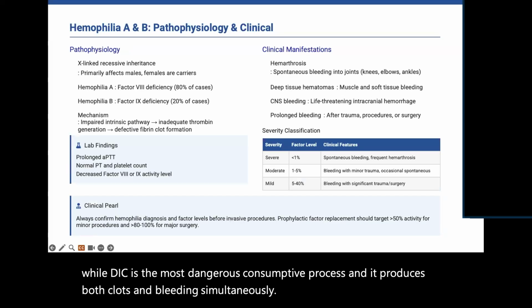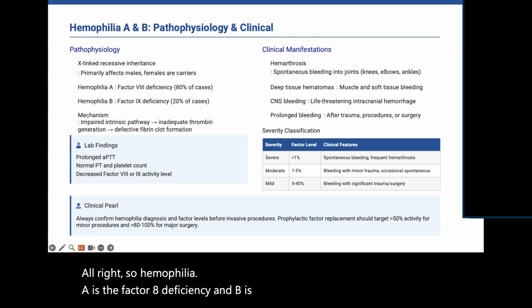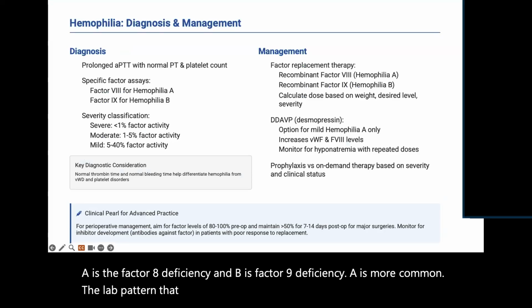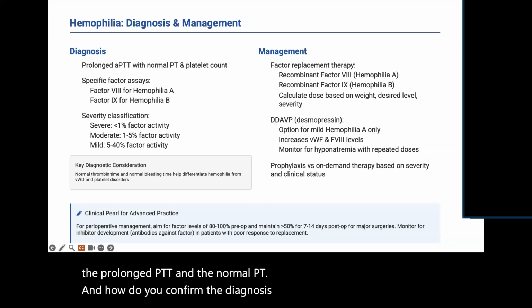All right, so hemophilia A is the factor 8 deficiency, and B is factor 9 deficiency. A is more common. The lab pattern that you would notice to make you think of hemophilia is the prolonged PTT and the normal PT. And how do you confirm the diagnosis? With the specific factor assay for factor 8 and factor 9.